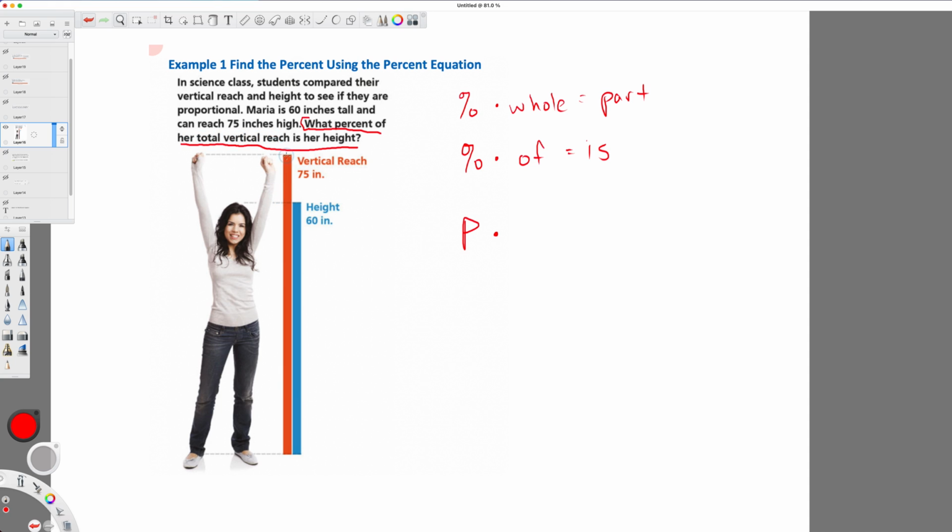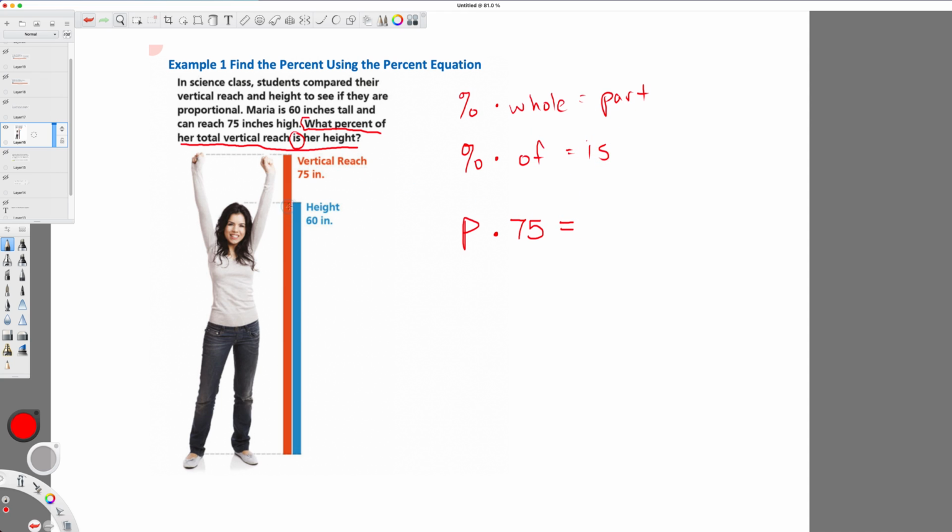And her total vertical reach is 75. So it's "of 75." So the whole thing is 75 up to here. That's what they're asking me to find the percent of: the thing that comes right after the "of," her total vertical reach. And that's the 75. "Is" equals.